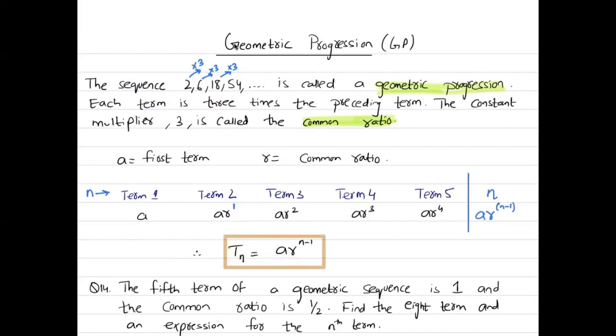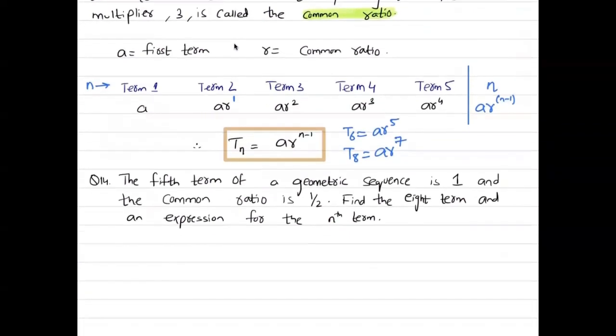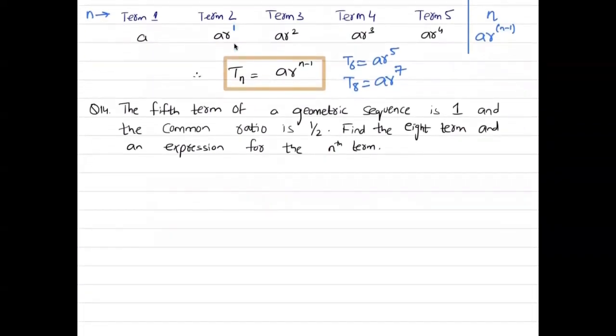So guys, what is T6 going to be? ar to the power of 6 minus 1, that is ar to the power of 5. What is T8 going to be? The 8th term is going to be ar to the power of 7. Everyone is clear till here? Yes, sir. Okay, now the fifth term of a geometric sequence is 1.